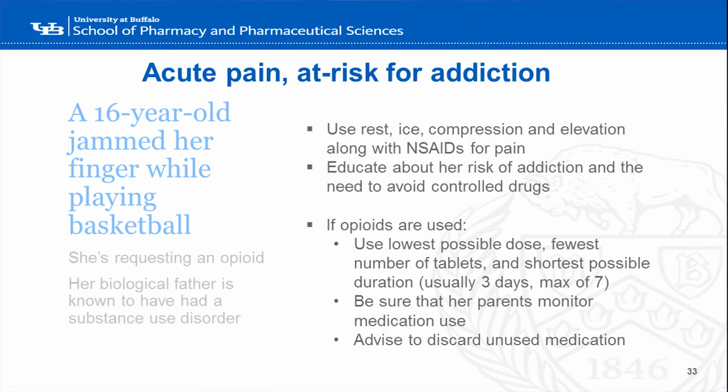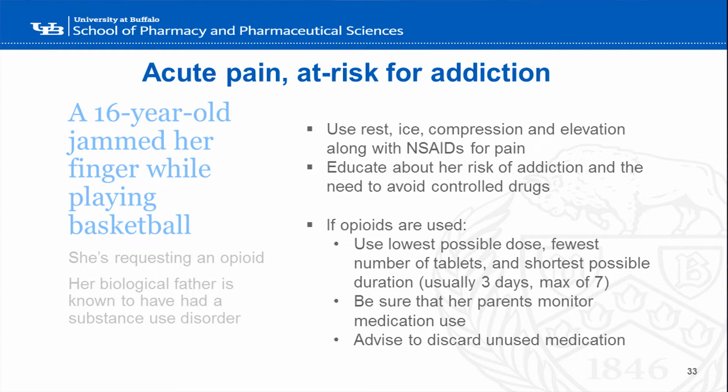This patient has acute pain and is at risk for addiction. So use the usual rest, ice, compression, elevation, along with NSAIDs for pain. Educate this patient about her risk for an addiction and the need to avoid controlled drugs, given her father's history. The fact that she's also asking specifically for a specific medication tells you that she's sort of familiar now with these drugs.